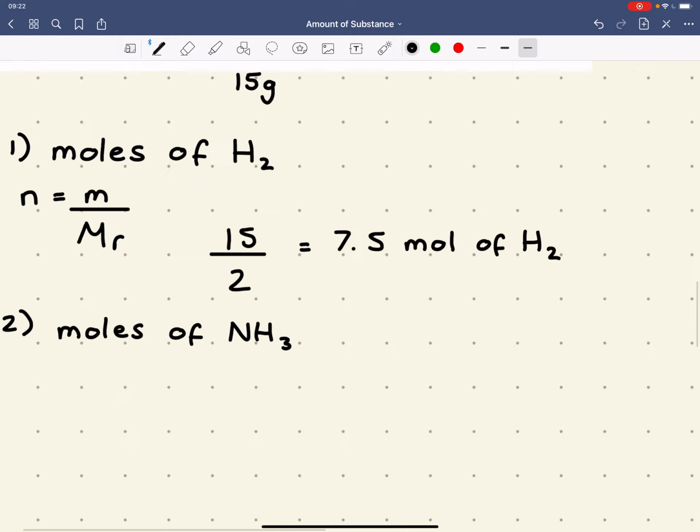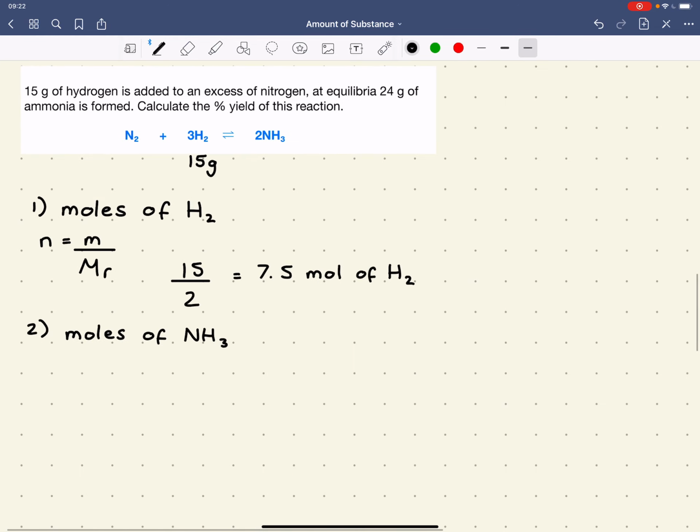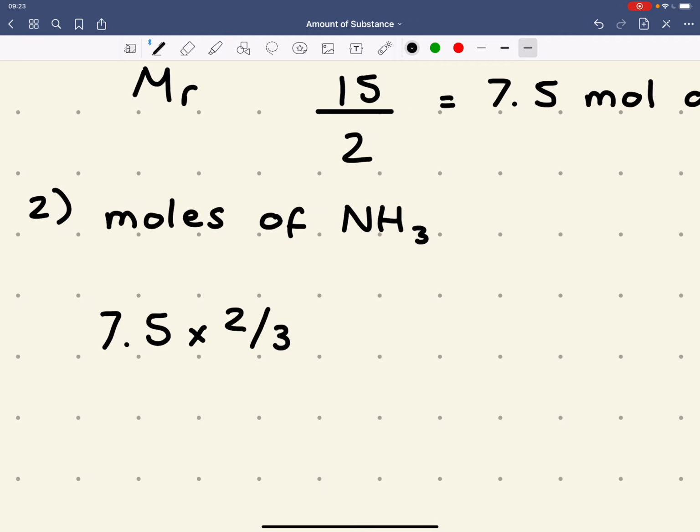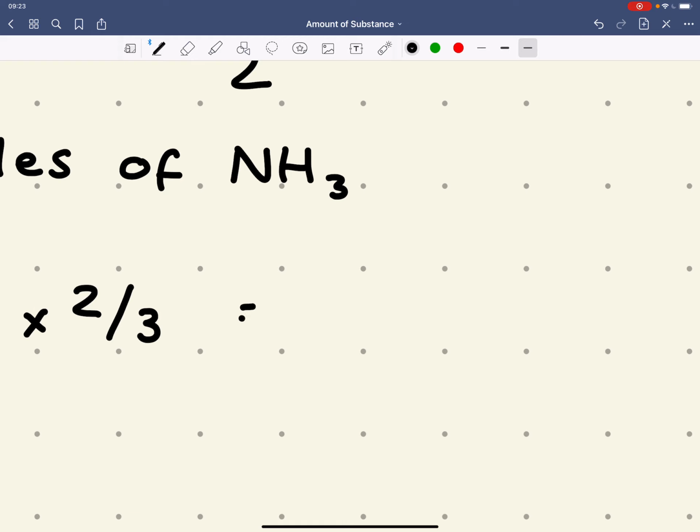Okay? So what you've got to think about is, because you've got a bigger number here than you have here, the number of moles of hydrogen is going to be bigger than the number of moles of ammonia. So the number of moles of ammonia, therefore, is going to be smaller. How are you going to make 7.5 smaller? Well, you multiply it by 2 over 3. Okay, the mole ratio is 3 to 2, or 2 to 3, and that gives you 5 moles.